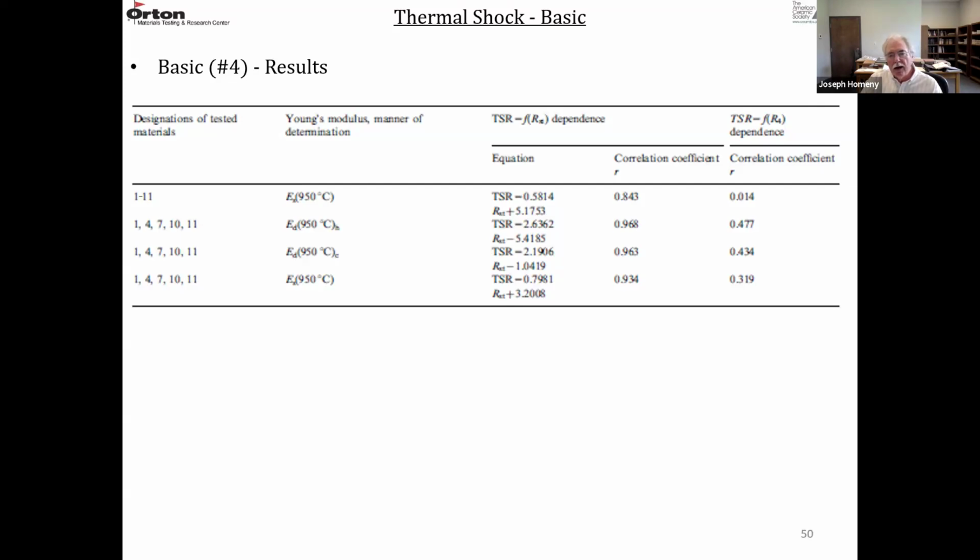So they're saying, well, a high correlation coefficient, RST is a good predictor of the thermal shock behavior. But when they wrote these equations for R4 prime, the correlation coefficients were really low, so they did not develop any equations for R4 prime, and they concluded that R4 prime was not correlating with the thermal shock behavior.